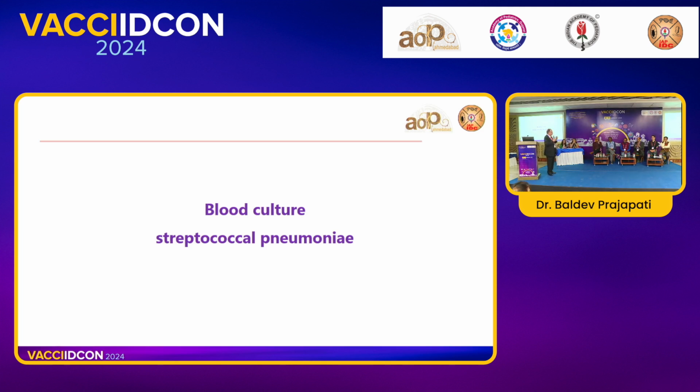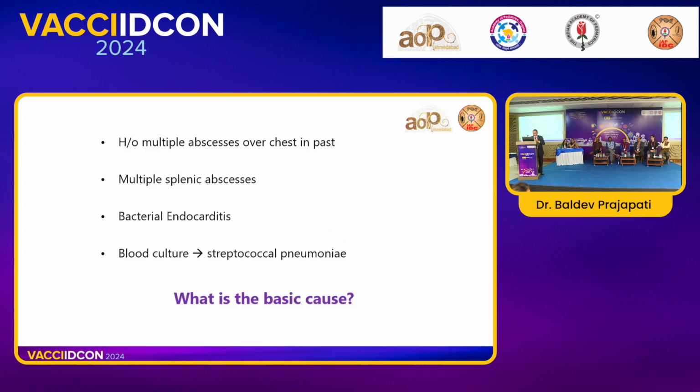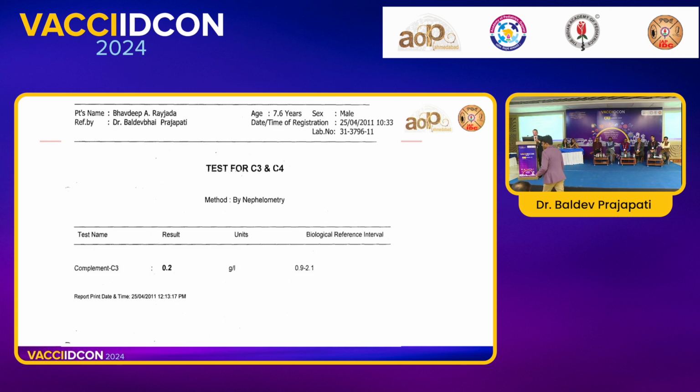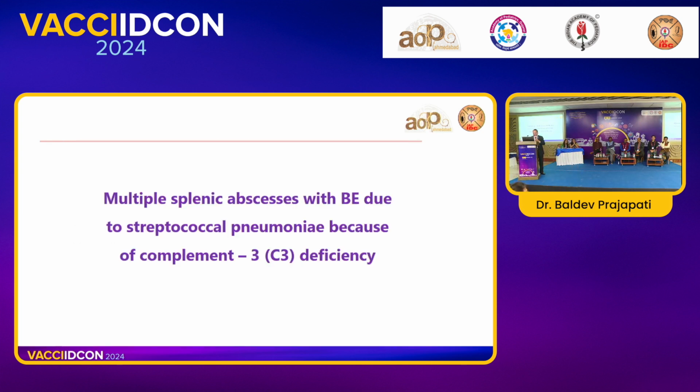Streptococcal is not the common organism. What is the answer from you? Yeah, okay. Spleen is present, sir. So I think I am getting the opportunity to go further so that I can complete the case. Dr. Sham has said that there were multiple abscesses even in the past also. Why? Immunodeficiency disorder. Multiple splenic abscesses, that's endocarditis, and therefore we went for the complement, and multiple splenic abscess and everything was due to the C3 deficiency.